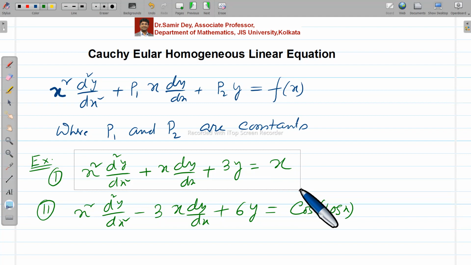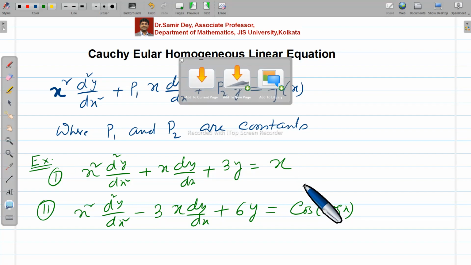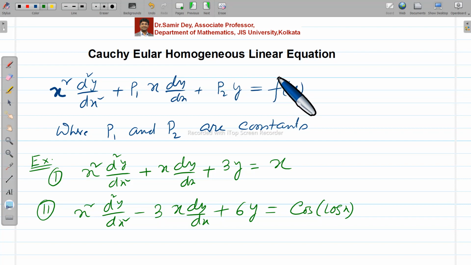If your previous chapter, higher order differential equation with constant coefficient, is strong enough, then you can solve this type of problem very easily, because we have to transform this Cauchy Euler homogeneous linear equation in terms of a higher order differential equation with constant coefficient. Then we have to solve it. Now I'm going to discuss how to solve it.